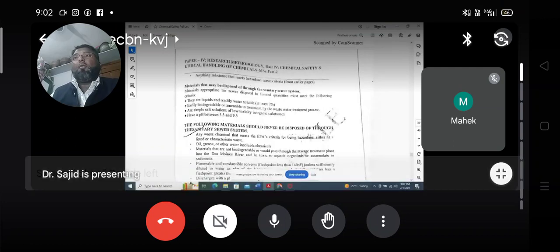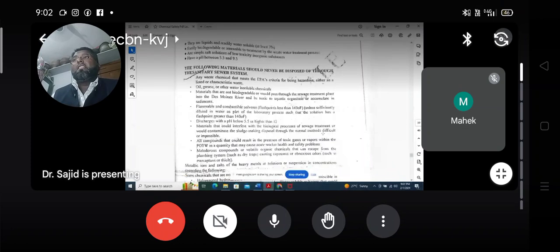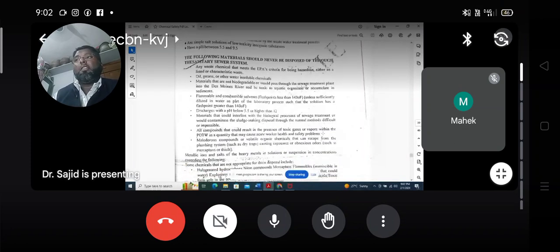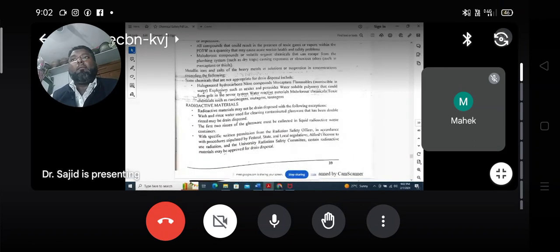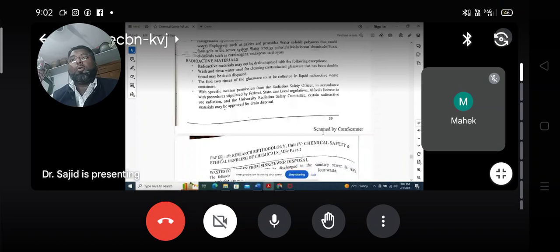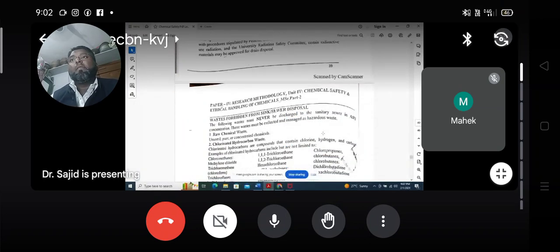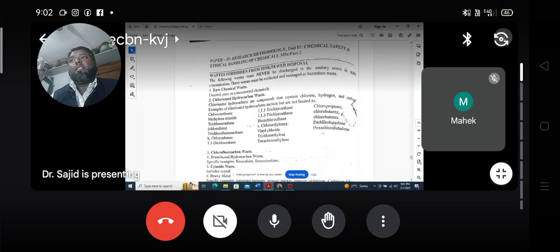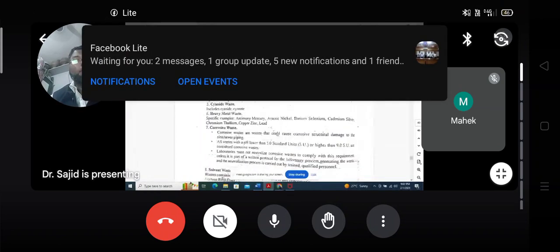See, the following materials should not be disposed of in this sanitary sewer system. I will provide all this material to you. Radioactive material you have to avoid. You can't throw it in this sewer system. Raw chemical waste, then chlorinated hydrocarbon waste. There are so many examples. Okay. Anyone can see this? Okay.